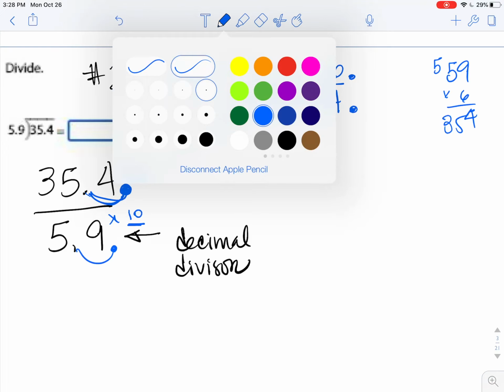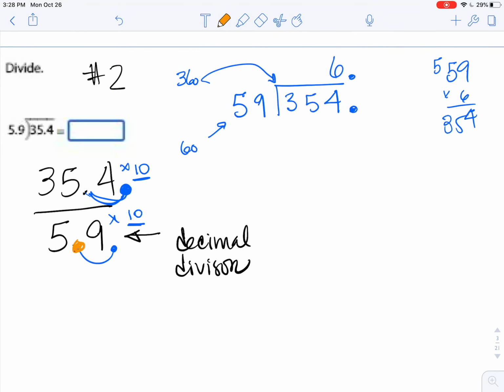So what did I do here? I noticed that I had a decimal value in my denominator, a decimal value in my divisor. So I multiplied by 10. Whatever I do in the denominator, I do to the numerator. That made the new problem 354 divided by 59. And then as an estimate, I guessed that it was probably around 6. I did a 6 check to see where that would end me up, and sure enough, 354 is 59 times 6. So my answer is 6.